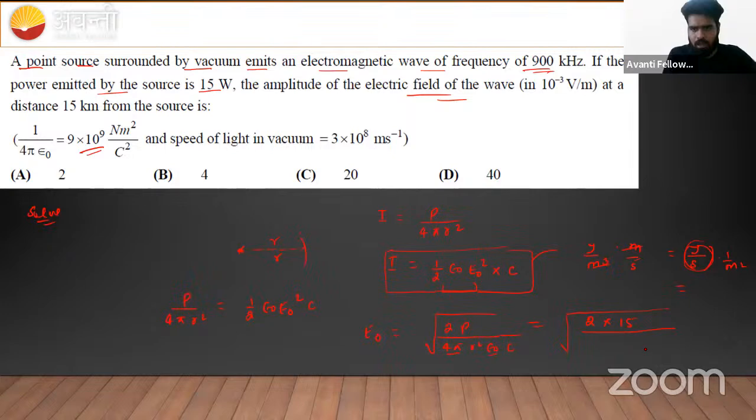So here we will get the value of the electric field. And what value will we get here? If we solve this, we will get 2 into 10 raised to power minus 3 volt per meter. Here it is asked to find the value of the electric field in terms of 10 raised to power minus 3. So what is the coefficient of this? The coefficient is 2.